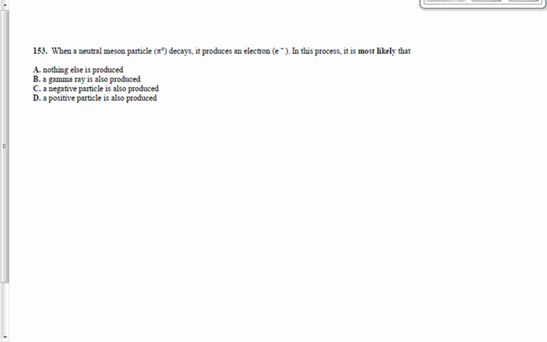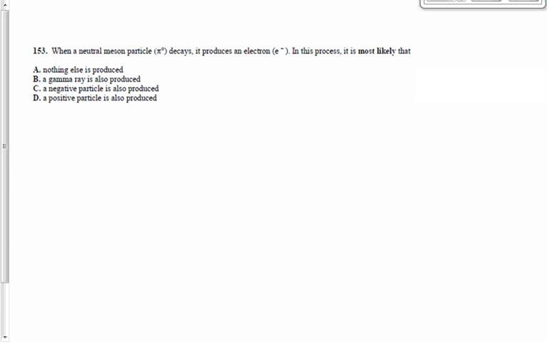Let's take a look at a couple multiple choice. We'll do these together, okay? 153. When a neutral meson particle... What the heck is that? It's okay, trust me. It produces an electron in the process. It most likely produces what else?